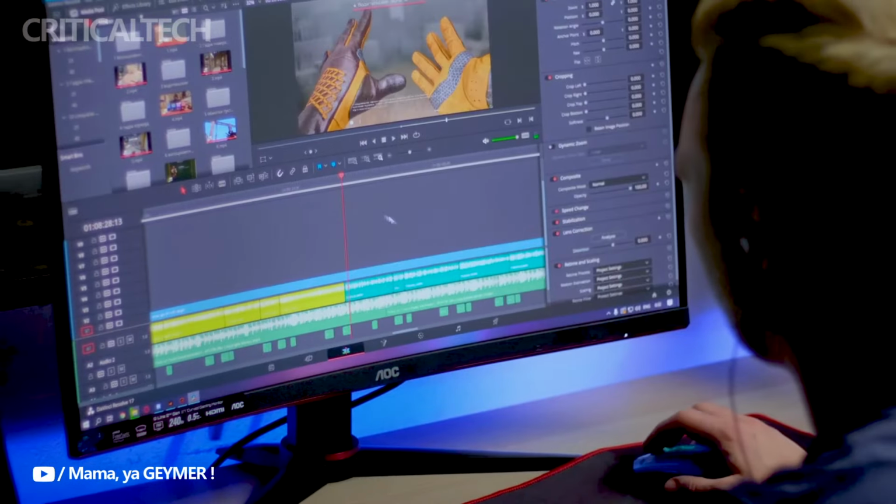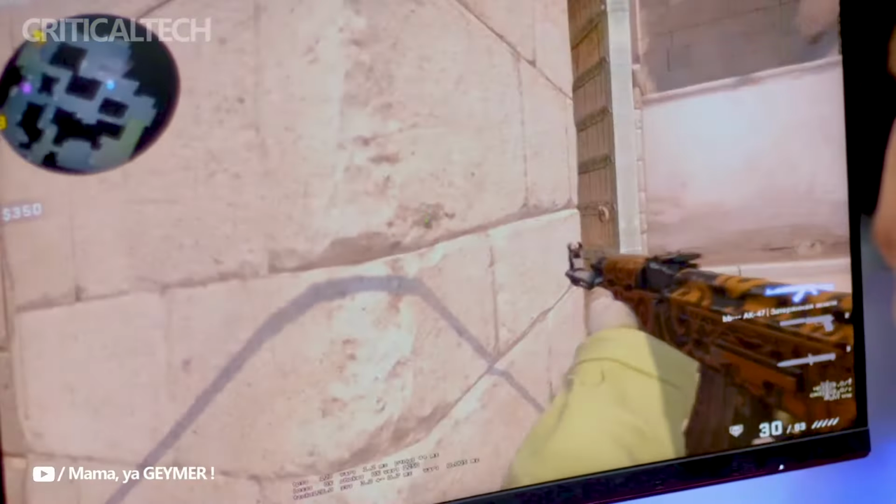Hey everyone, the 27-inch curved gaming monitor AOC Gaming C27G2Z3BK was just released in international markets.